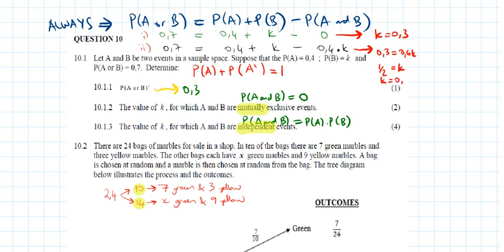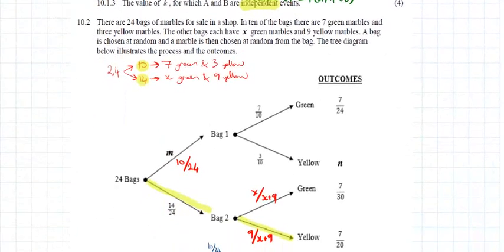So you get two answers. For the mutually exclusive condition, it is 0.3. For the independent condition, it must be 0.5. It's solving that two possible cases. Alright, now there's 10.2.